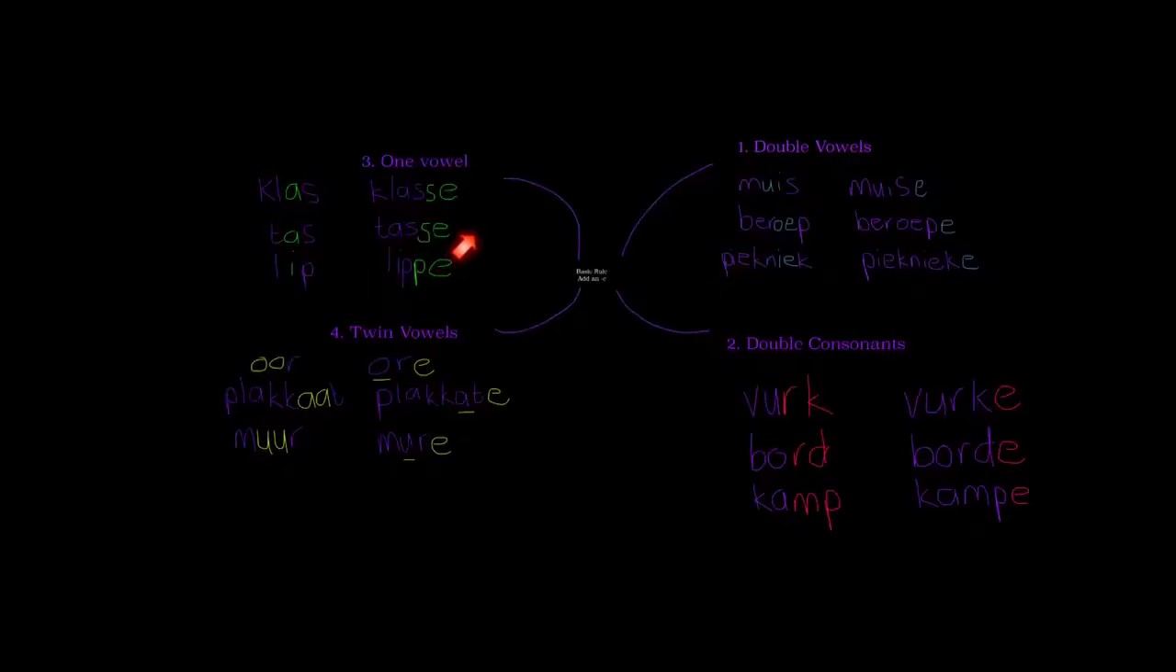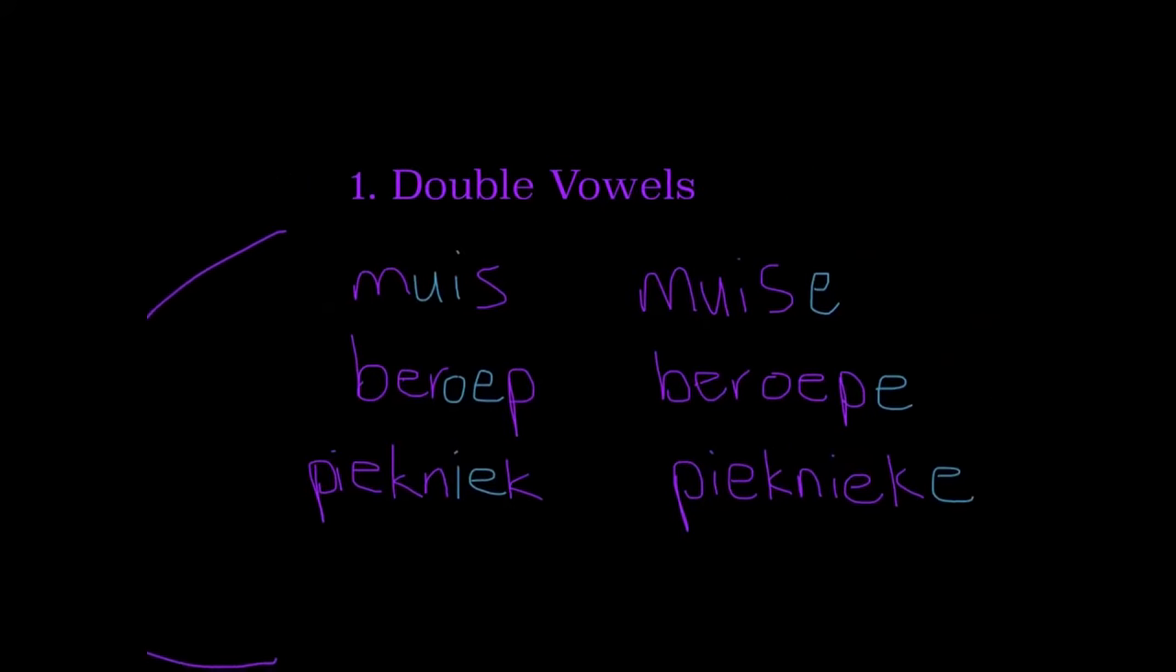When I say one vowel, I mean it has one vowel right before the very last consonant. Then when I'm talking about twin vowels, I mean twin vowels right before one consonant. Let's take a look at these double vowels.